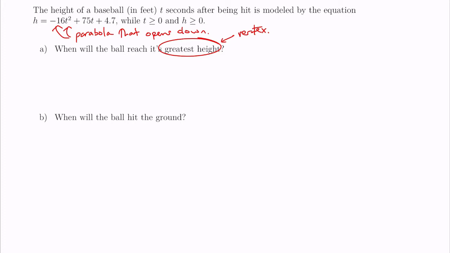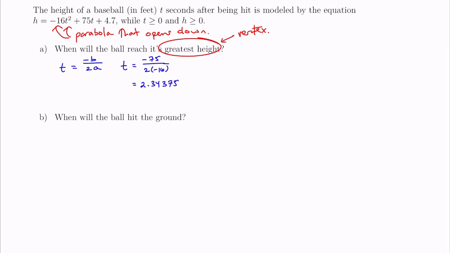To find the vertex, we use the formula t equals the opposite of b over 2a. In this particular situation, that would become t equals the opposite of 75 over 2 times negative 16. Throwing negative 75 divided by the quantity 2 times negative 16 into a calculator, I obtain 2.34375.